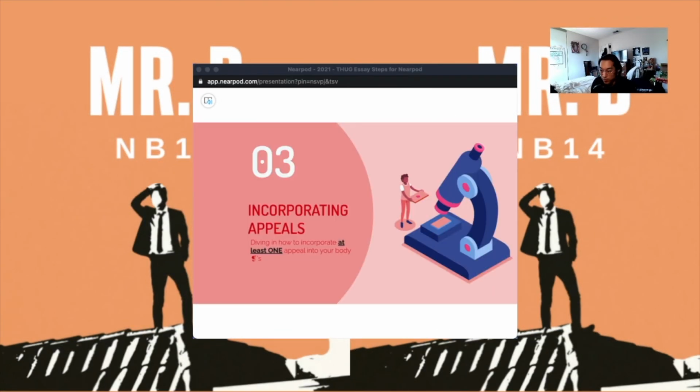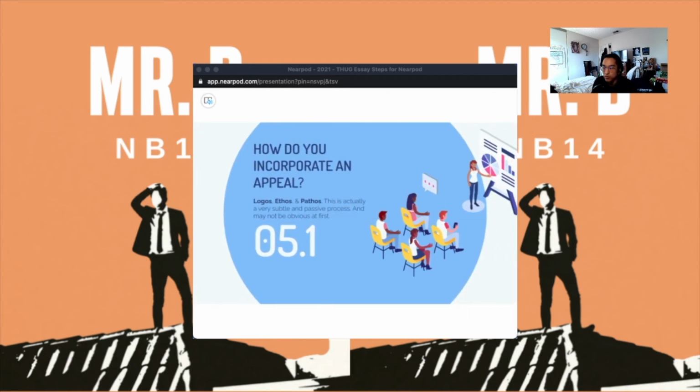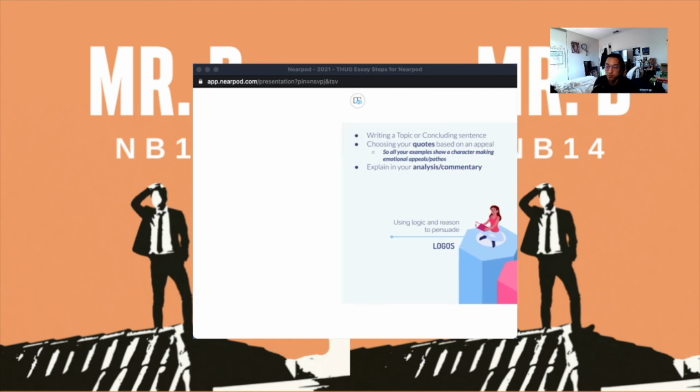Number 3, incorporating appeals. Diving in to how to incorporate at least one appeal into your body paragraphs. As we went over in the introduction, the appeals are logos, ethos, and pathos. This is actually a very subtle process. It's not something that's super obvious and in your face when you're writing or incorporating this into your essay.